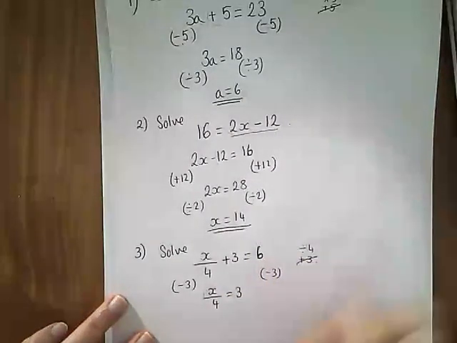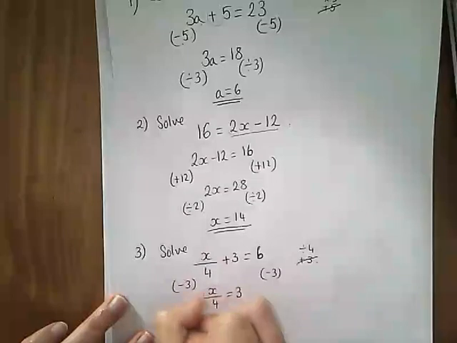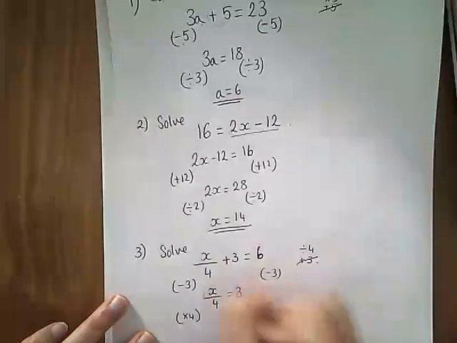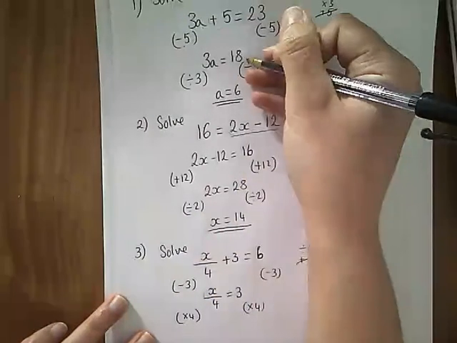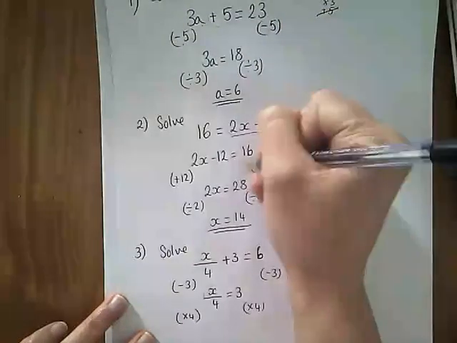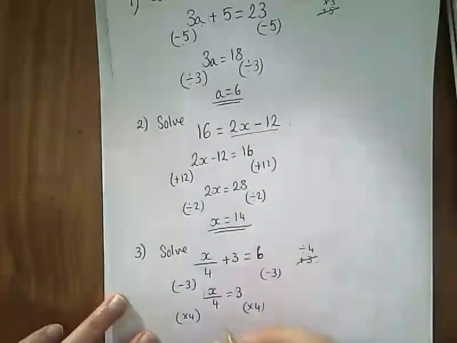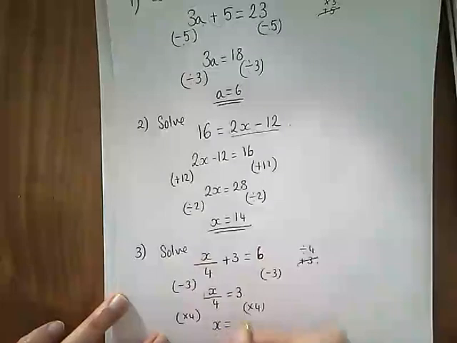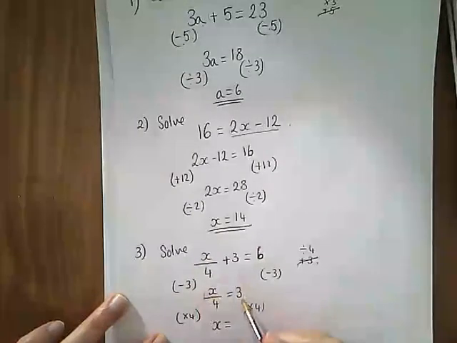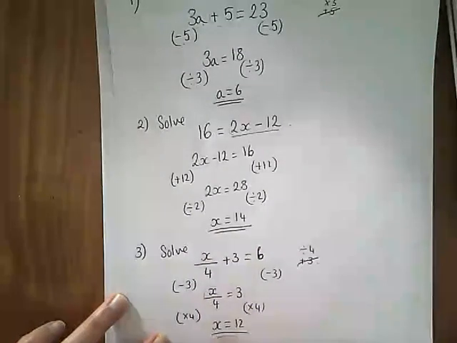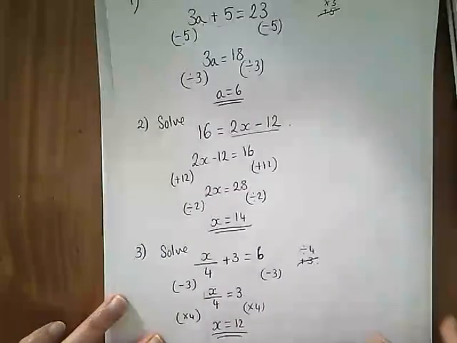How do I reverse a divide by 4? I times by 4. So when you get to this point here, that is just then a one-step equation, okay, which is what we did on the last video. So you times by 4 to get rid of that divide by 4, and you do 3 times 4 makes 12. x equals 12. Okay, we're just going to then now look at how we do it with brackets.